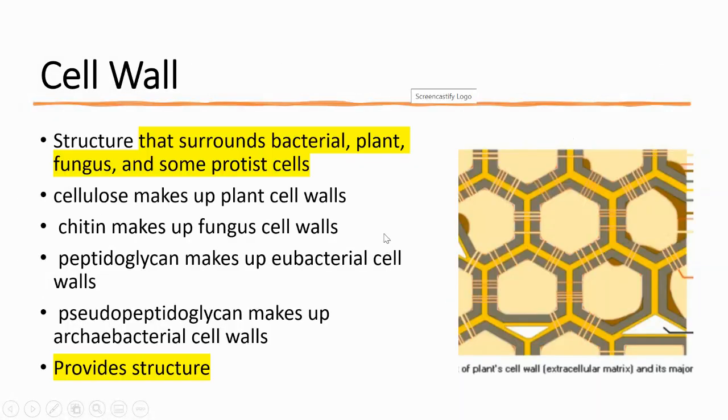Okay, next we have the cell wall. The cell wall is an additional exterior structure surrounding certain bacterial, plant, fungus, and some protist cells. Plant cell walls are made up of cellulose, while fungus cell walls are made up of chitin, and peptidoglycan makes up eubacterial cell walls, and pseudo-peptidoglycan makes up archaebacterial cell walls. All of that to say, the cell wall is an additional support structure that can be found in many types of cells. Just know that this is never found in an animal cell.